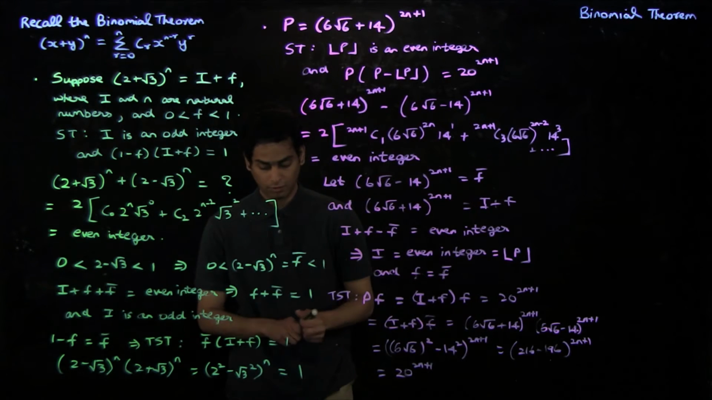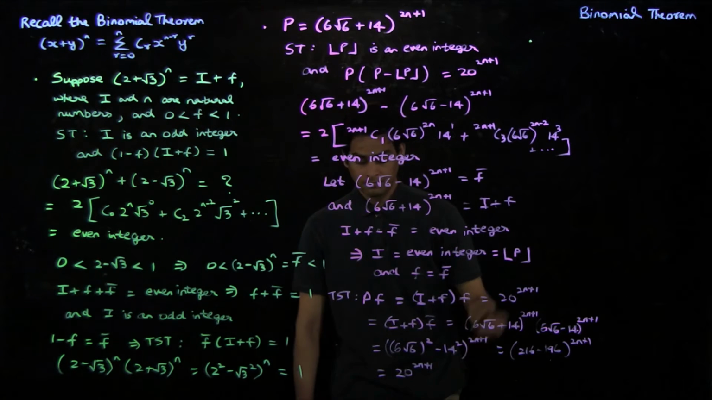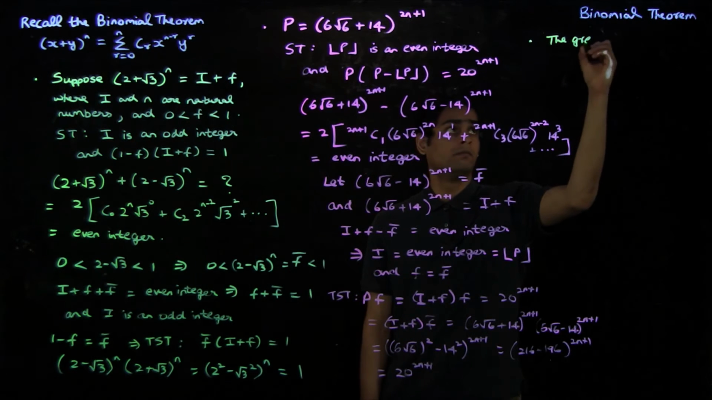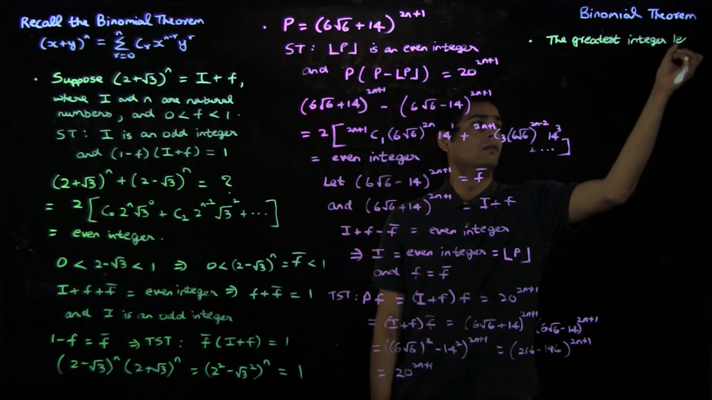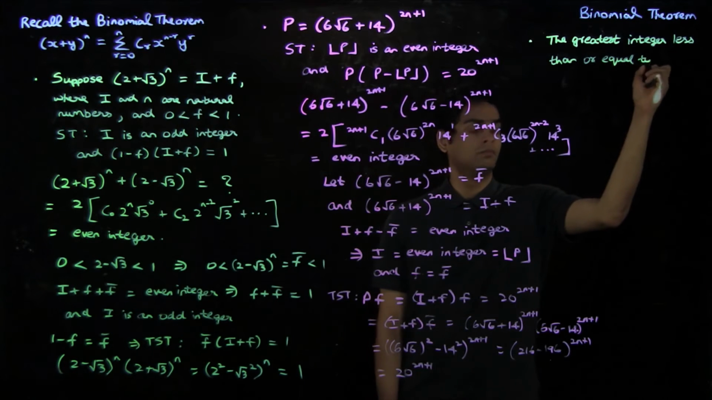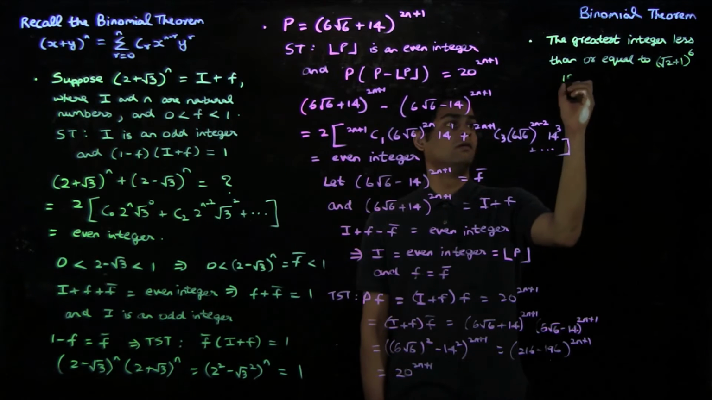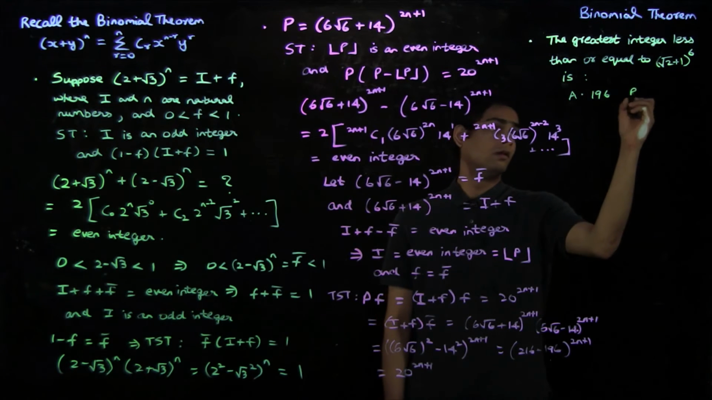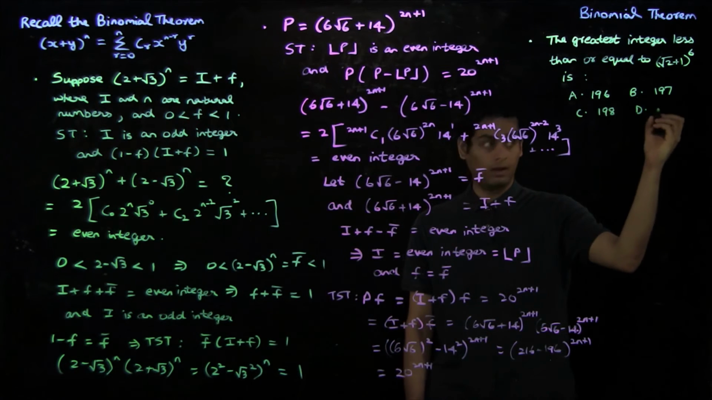Now let's look at the following multiple choice question, which is similar to the examples we've seen, and it asks us to derive the greatest integer less than or equal to square root of 2 plus 1 whole power 6. And the options are 196, 197, 198, 199.